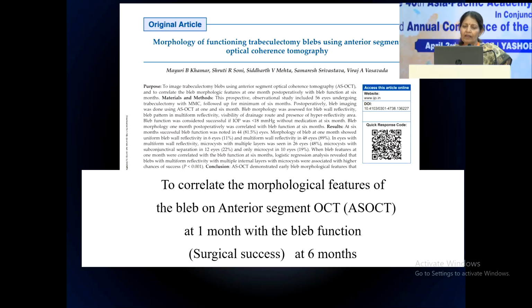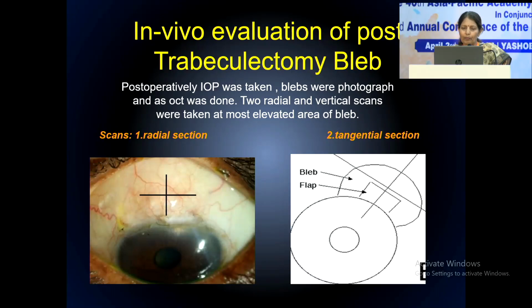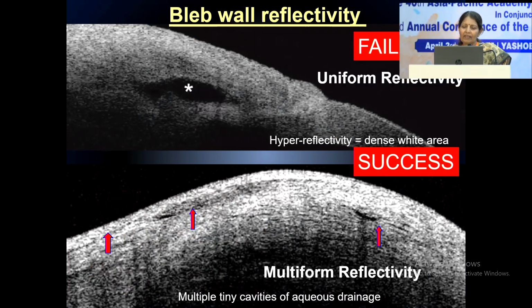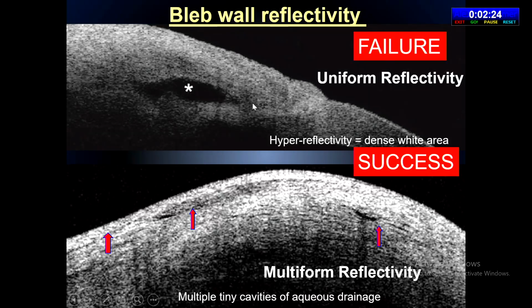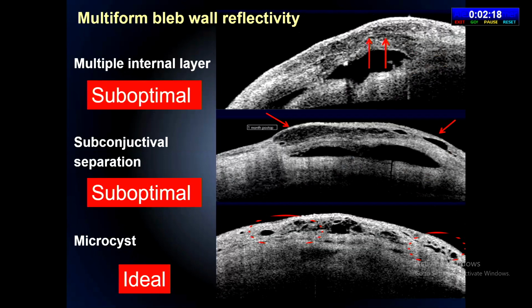With this aim, we undertook a study to correlate morphological features of the bleb on AS-OCT at 1 month with the bleb functionality at 6 months. Post-operatively, IOP was taken, blebs were photographed, and AS-OCT was done. Two radial and vertical sections were taken at the most elevated area of the bleb. The bleb wall reflectivity was divided into uniform reflectivity, which is hyperreflective and suggestive of a dense white area as shown here, and multiform reflectivity with multiple tiny cavities of aqueous drainage.